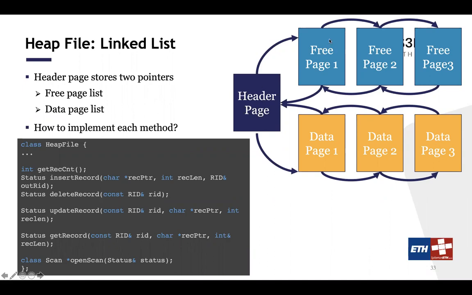Otherwise, I will go to the free pages. I will take one free page, bring it to the data linked list, and insert the tuple in that page. And then it's not free anymore, so I remove it from the free linked list and put it in the data list. I maintain these two linked lists. So this could be one way for you to implement the heap file.